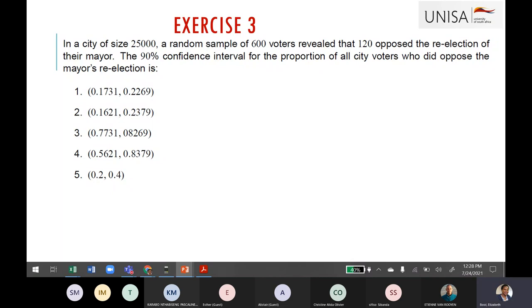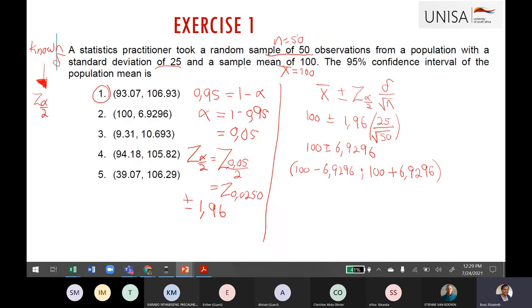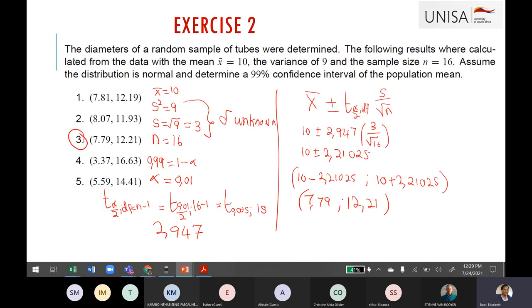Okay, so we can do this one also together, because this one is the proportion. So let's go back to those questions. For the first one, we were able to know what to use because the population standard deviation is known, so we used alpha. The second one, they gave us the sample variance, so we knew that when the sample variance is given, therefore the population standard deviation is unknown.